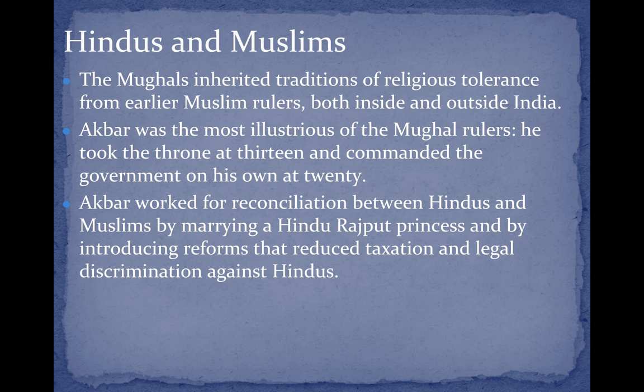And one of the ways that religious tolerance can be seen, an example, is 15% of Mughal officials that were holding land revenues were Hindus, and most of them were from the northern region of a warrior family. Akbar, again, very tolerant, was the most illustrious of Mughal rulers. He took the throne at age 13 and commanded the government on his own at 20. He worked for reconciliation between Hindus and Muslims, and one thing he did is he actually married a Hindu princess from the northern region, and he introduced reforms that reduced taxation and legal discrimination against Hindus.